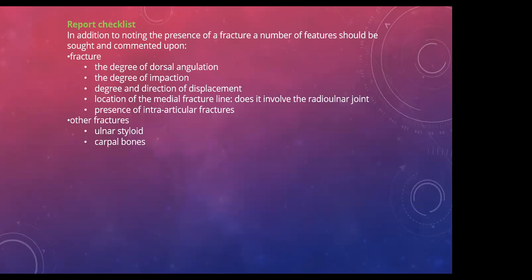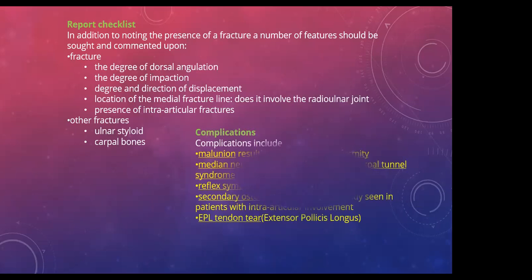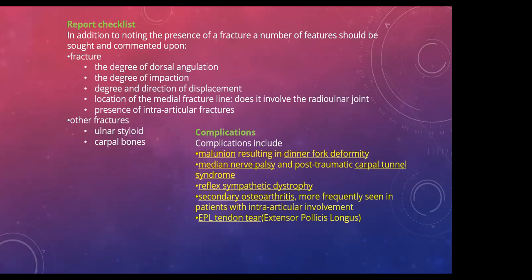For the report checklist, in addition to noting the presence of the fracture, a number of features should be sought and commented upon: the degree of dorsal angulation, degree of impaction, direction of displacement, location of the fracture line, whether it involves the radio-ulnar joint, presence of intra-articular fracture, and associated fracture of the ulnar styloid and carpal bones. Complications: malunion with dinner fork deformity, median nerve palsy, reflex sympathetic dystrophy, secondary osteoarthritis, and extensor pollicis longus tendon tear.